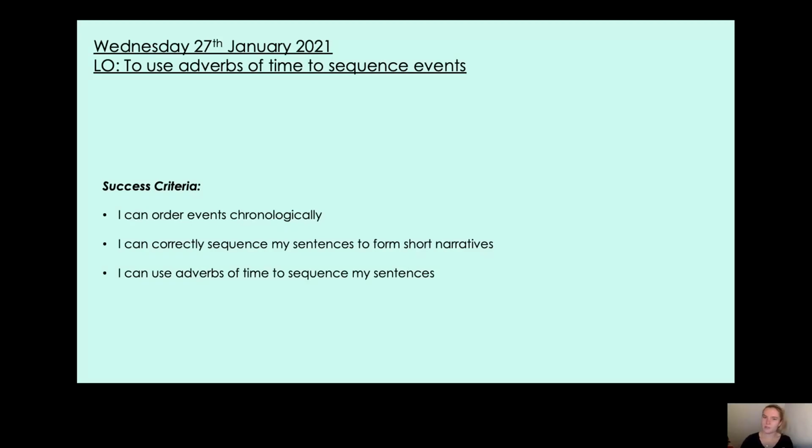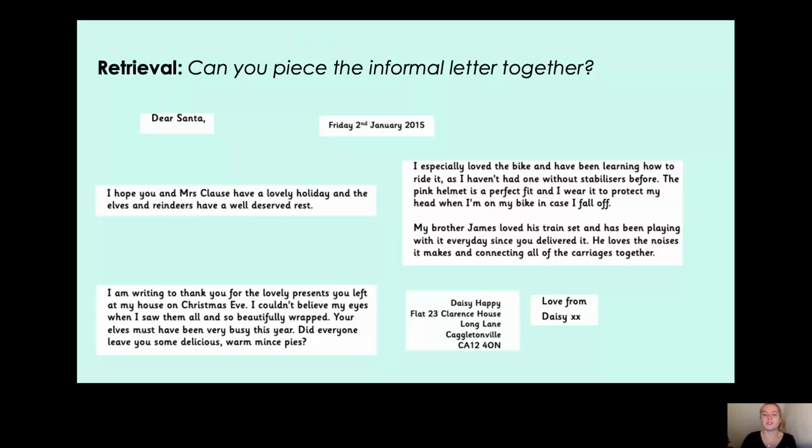Okay, but before we do that, I would like to see how much you remember from yesterday's lesson. So yesterday we learned about all the different features in an informal letter, and I've got an informal letter here, but oh dear, it's all muddled up. What shall I do? Well, can you help me? Can you help me piece the letter back together and put all the parts in the right place?